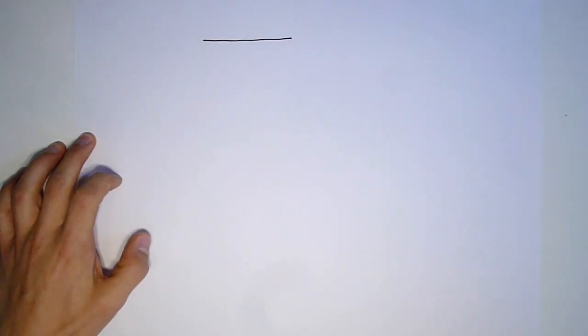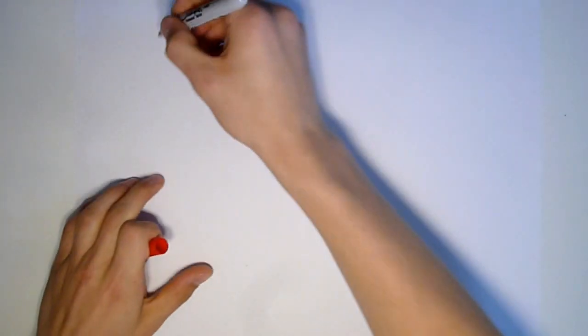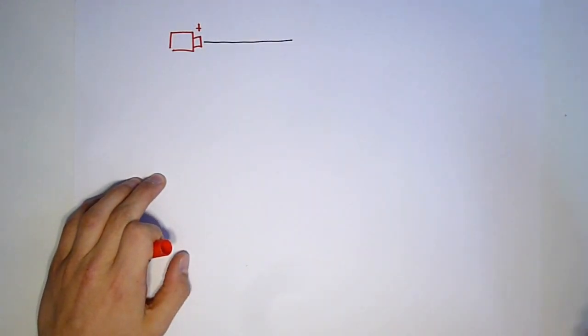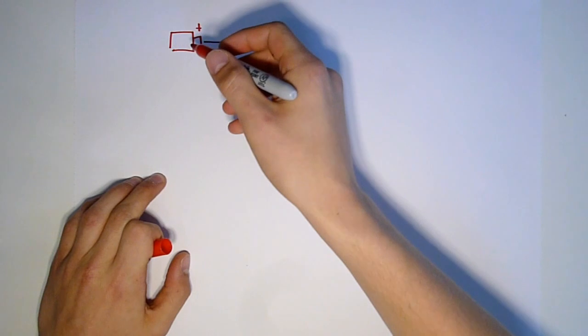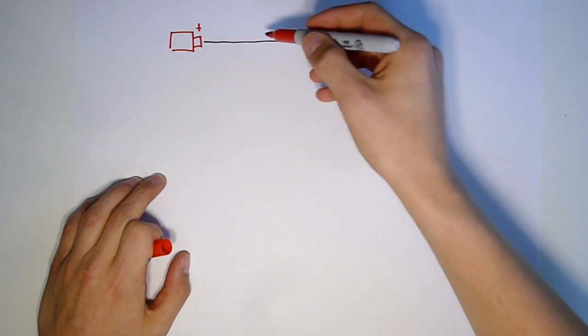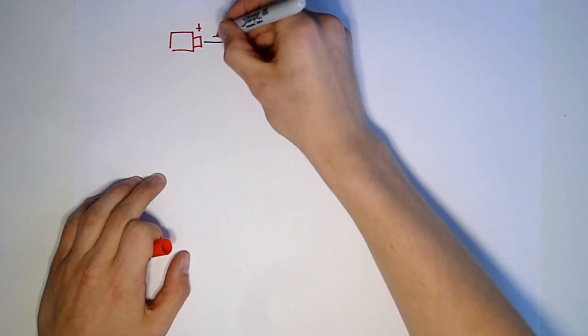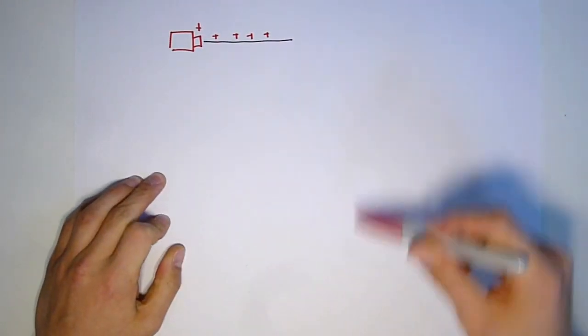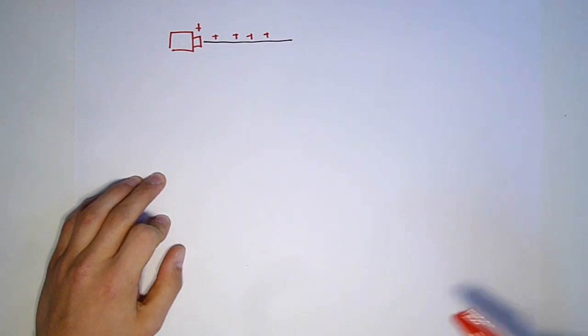Say we have a wire, and we connect it to the positive terminal of a battery. Now, this battery is going to start trying to take out the electrons. So, we're going to get a positive charge along the wire. And anything that is charged has an electric field.